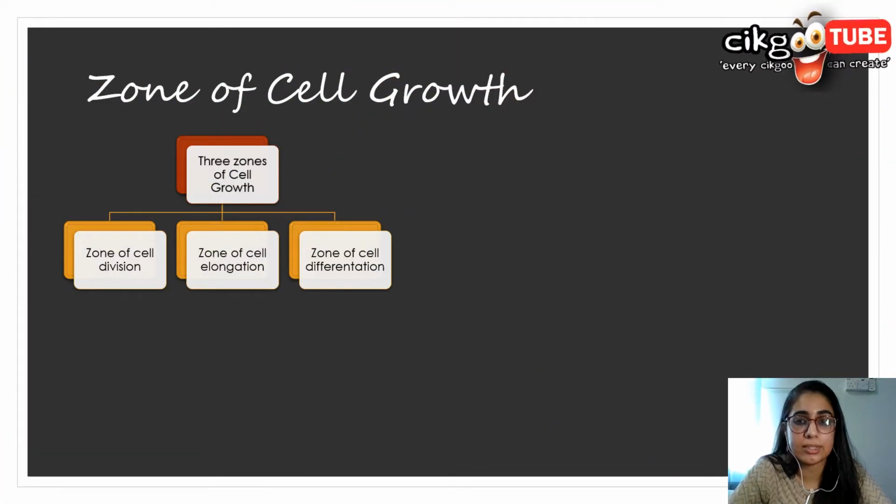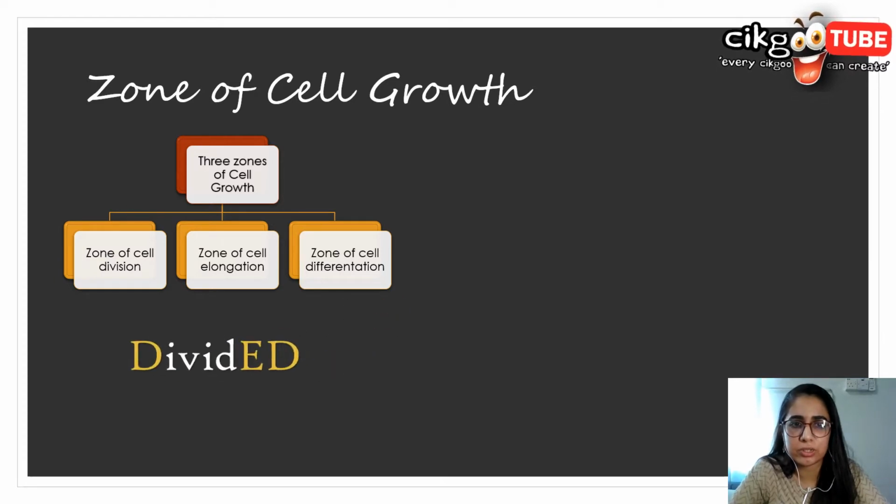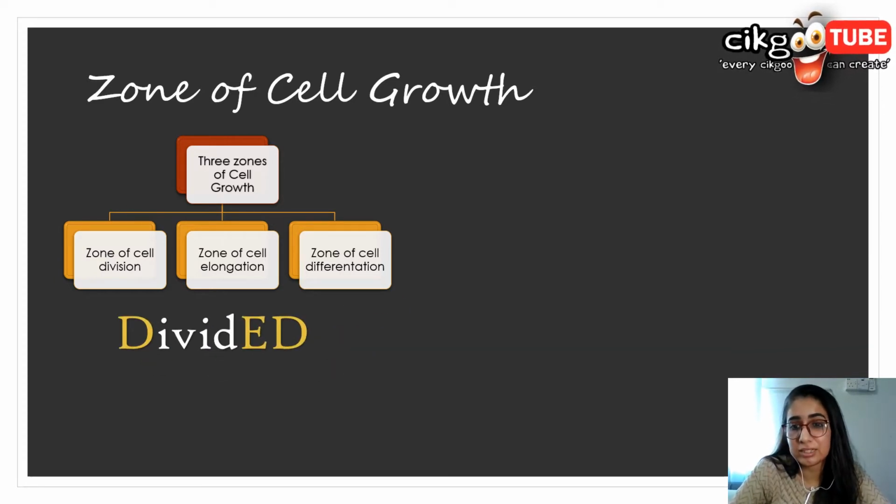Now let's go into the zones of cell growth. We have the zone of cell division, zone of cell elongation, and zone of cell differentiation. How do we remember? Division, so we just remember divide. It starts with dividing, division. Then we have the elongation and also differentiation. So divide first, elongate, and differentiate. Differentiate means it changes its shape or function to perform a specific function.